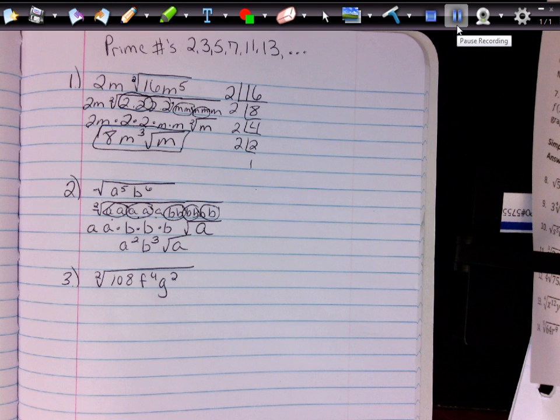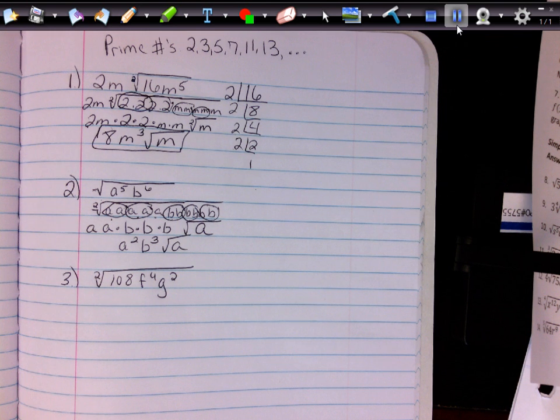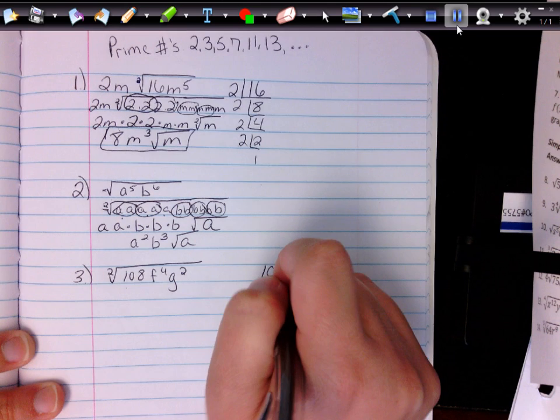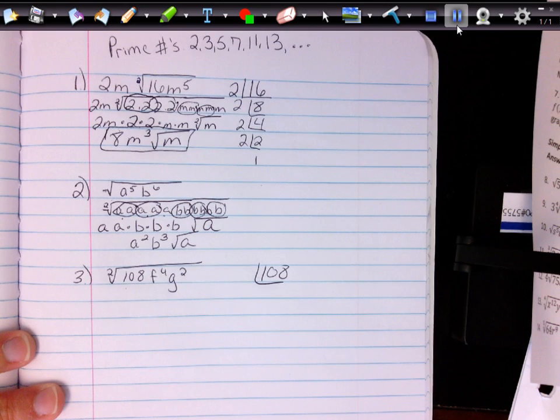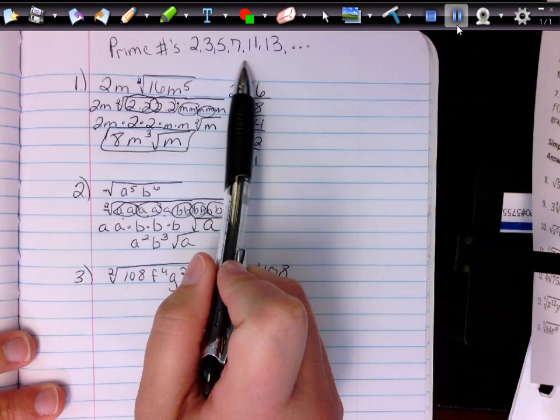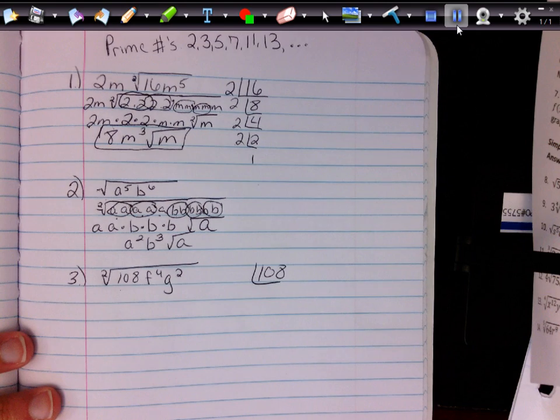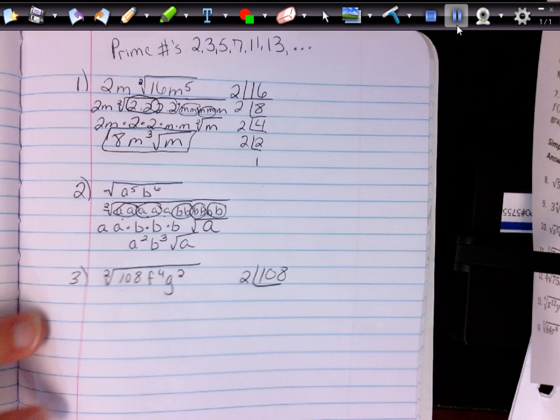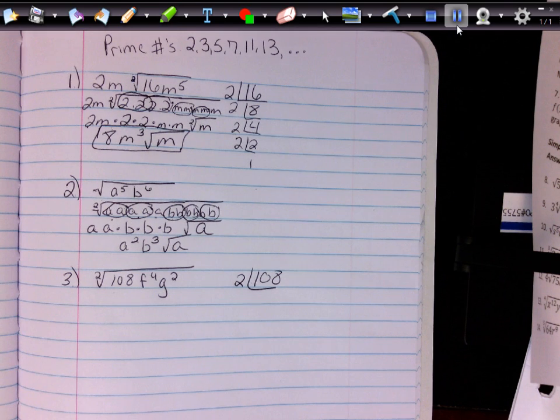All right, go ahead and write down number 3. We have the square root of 108, f to the 4th, g to the 2nd. So this time I do have a number underneath my radical symbol, so I need to come over here and upside down birthday cake 108. Now again, I can only divide by these prime numbers up here, so I'm going to pick one. I could either pick 2 or 3 because both are divisible here. I'm going to pick 2 because again, I like working from the smallest prime that I can first.